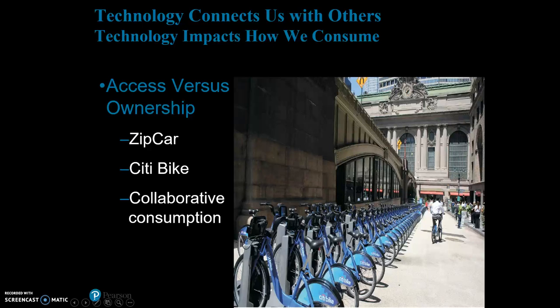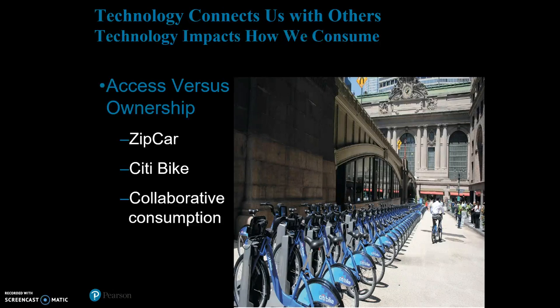All right, so picking up where we left off, talking about technology impacting how and what we consume. There's something different that's come about in the past decade or so, which is access versus ownership. So even the idea of ownership is evolving thanks to new technologies. Items like cars or bicycles can become subscriptions instead of large one-time purchases.